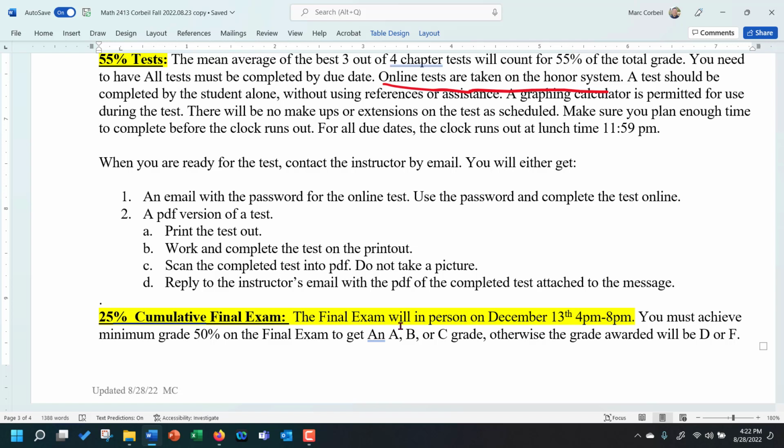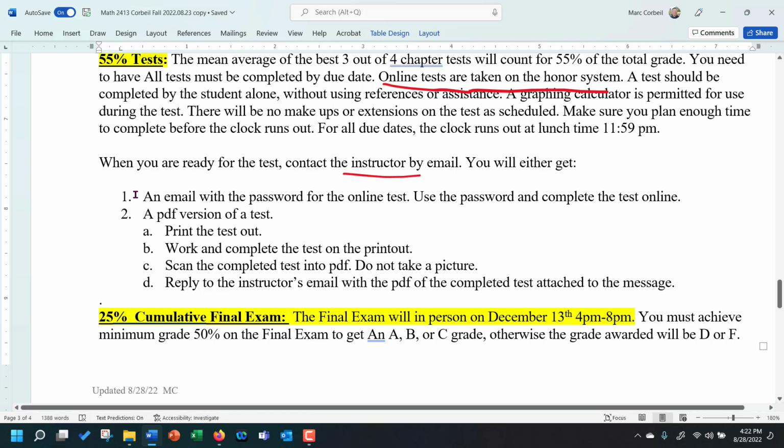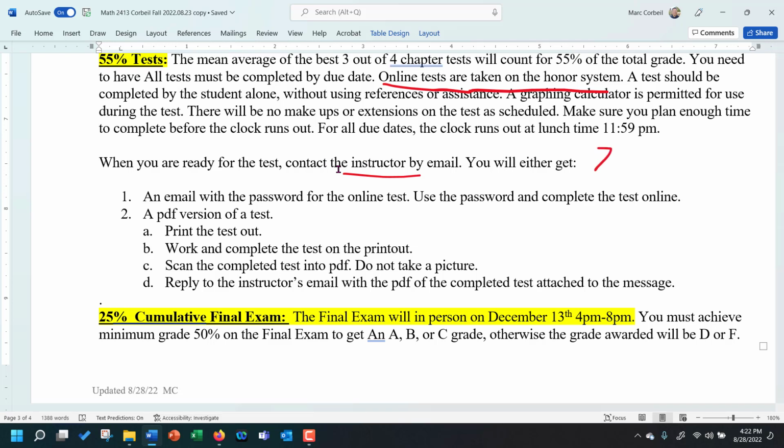When you're ready for the test, you need to contact the instructor by email. When you do that, 2 things have to happen. You have to have that qualification of the 70%, and when you email me, I will send you the password for the test. Now, I'll either send you the password for an online test or, and I always reserve this as a possibility, I will instead send you a hard copy test in PDF.